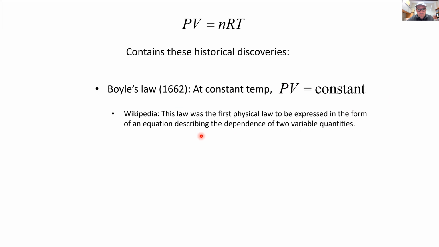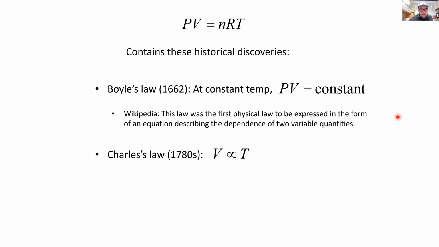Wikipedia says that this law was the first physical law to be expressed in the form of an equation describing the dependence of two variable quantities, pressure and volume. That's an interesting little historical tidbit. You have to remember the state of science in 1662 is not what we think of science these days. They were really blazing the path for us. Another interesting little side note, guess who built the laboratory apparatus that Boyle used to make this observation and formulation? Robert Hooke, the same Hooke from Hooke's law, and the same Hooke that gave the name cell to a biological cell.